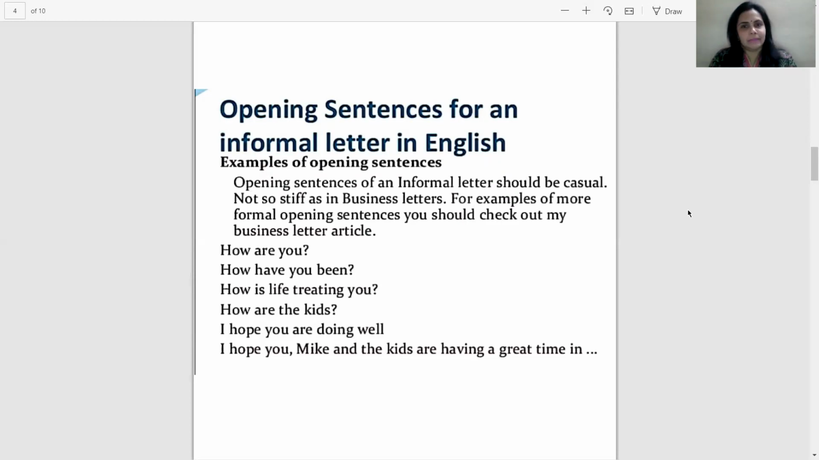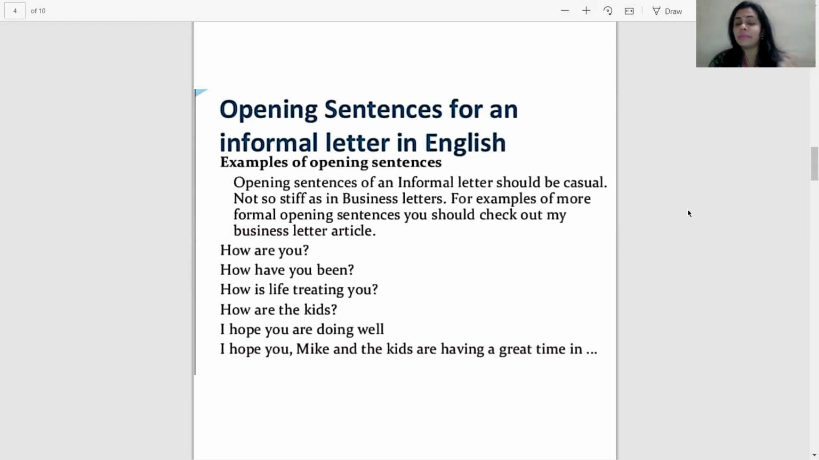We are relaxed. So the tone of the letter should also be relaxed and maybe simple, but yes, it should not have all those formal words to it. So the opening sentence of an informal letter should be casual or relaxed, or the tone should be very informal. We can say that. Not so stiff as in the business letter.